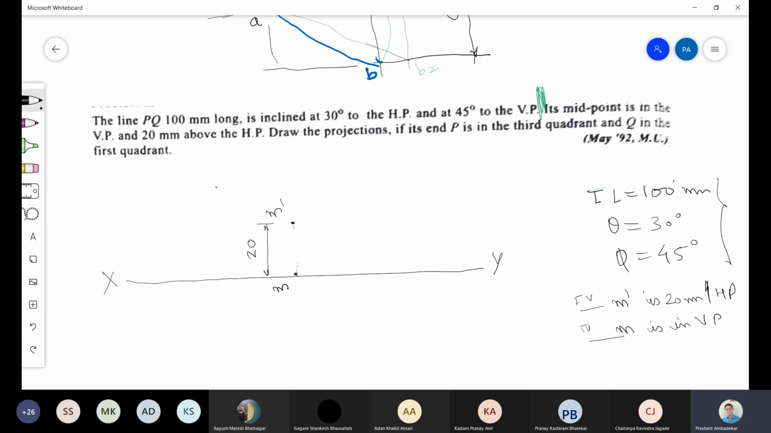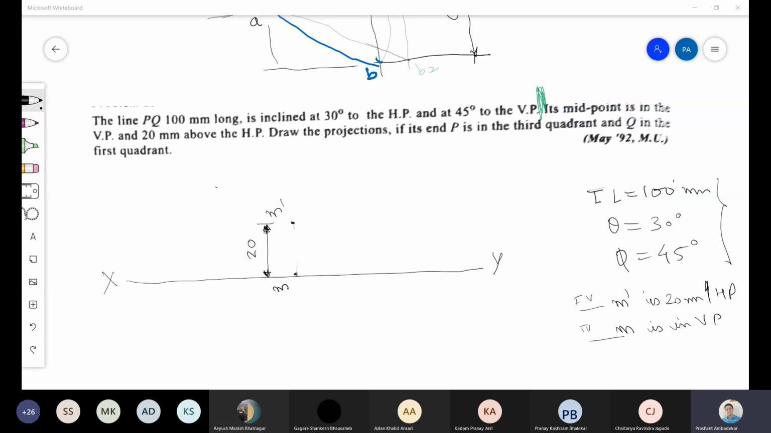M dash and M. Sir, M is on VP, right? That is why you drew it on the XY line, right? Correct, correct. M is on the XY line, and that too in the top view. Does anyone have a doubt up to here? No, sir.